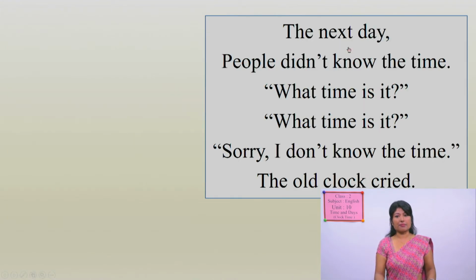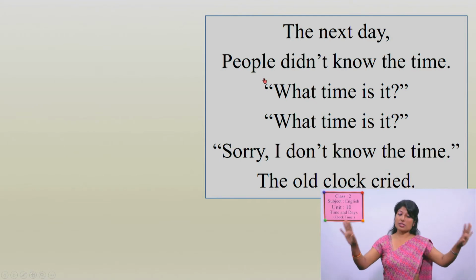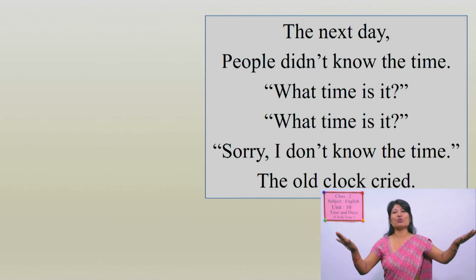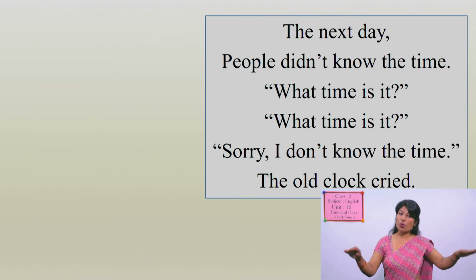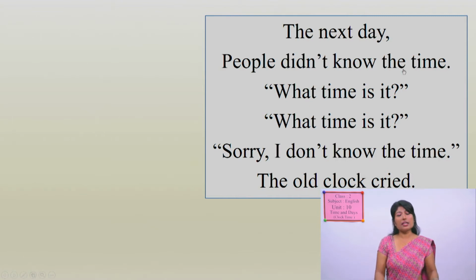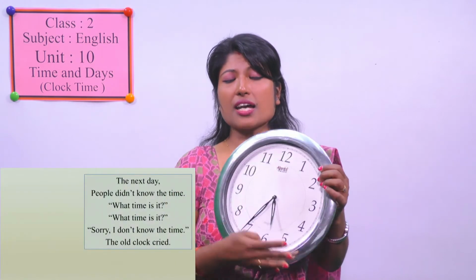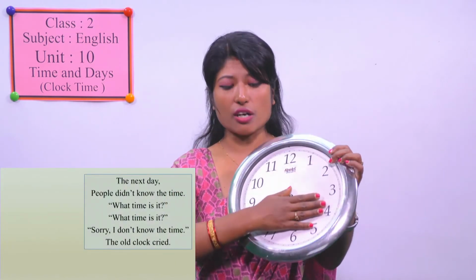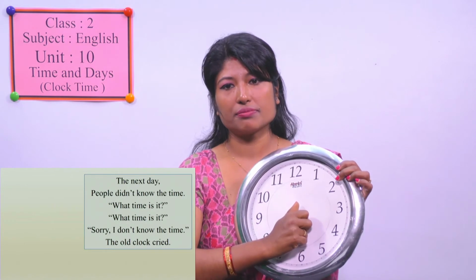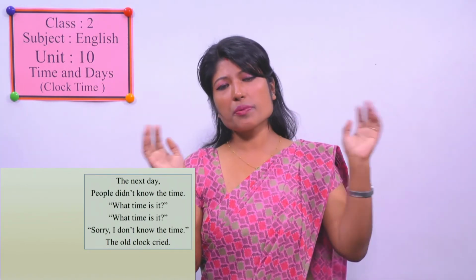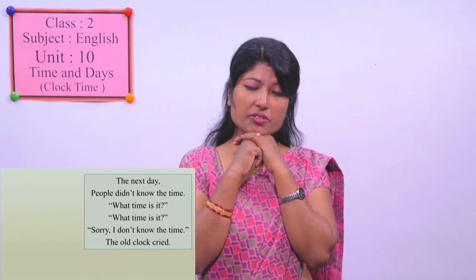The next day, when the storm was not there, the environment was cool and calm, everything was okay. When everything was okay, people did not know time. How could they know? Because the hands of the clock were broken. And we cannot know time when there are no hands of the clock. So all the people were feeling very sad.